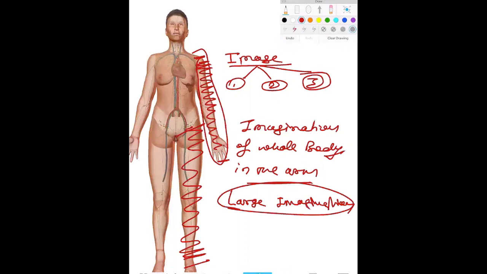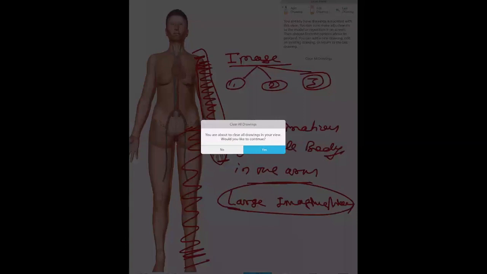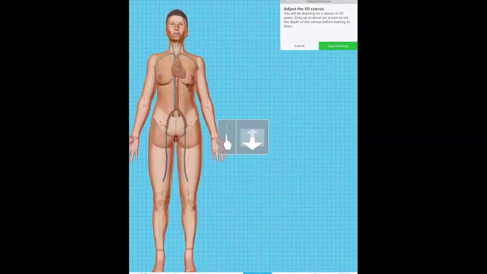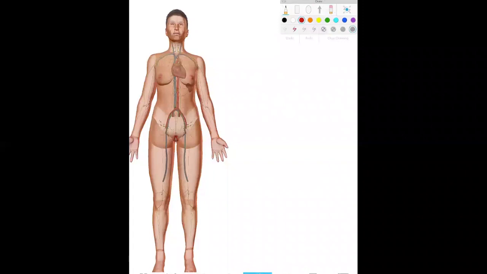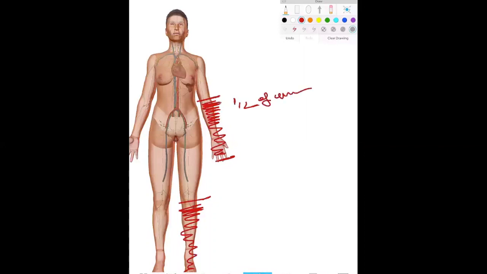Part number two. As per part number two, we can do the imagination of the whole body in just half of the arm, only in this much part, or in half of the leg, only in this much part. So we are doing the imagination of the whole body in just half of the arm, in half of the leg.